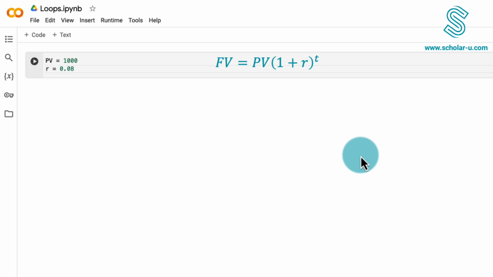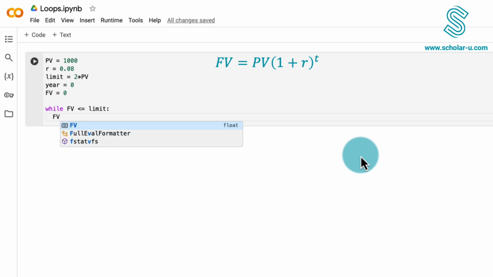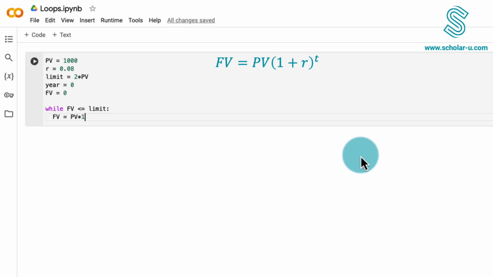investment using while loops. We start with our present value of $1,000, our interest rate of 8%, our limit, which is going to be twice our present value, and the number of years that we want to calculate. Let's start with years of 0. Now, we want our future value to start with 0, and we're going to do the calculation. So while our future value is less than or equal to our limit, then we're going to make our calculation of our future value, which is our present value multiplied by 1 plus r raised to the power of years.